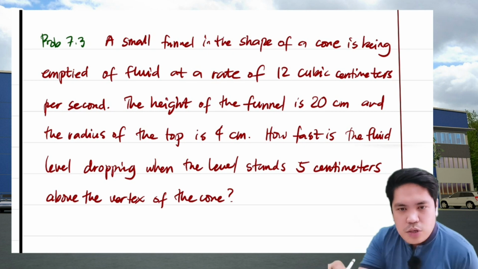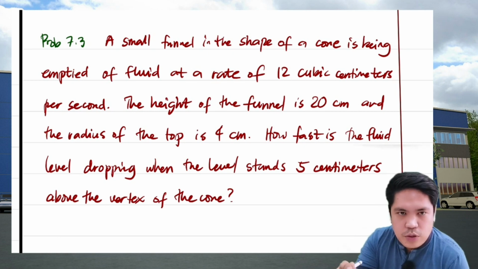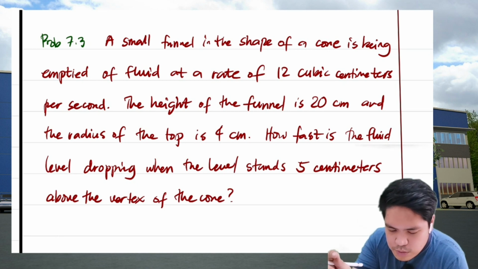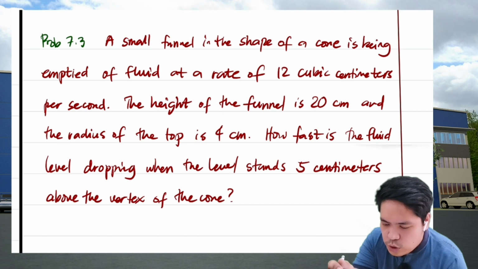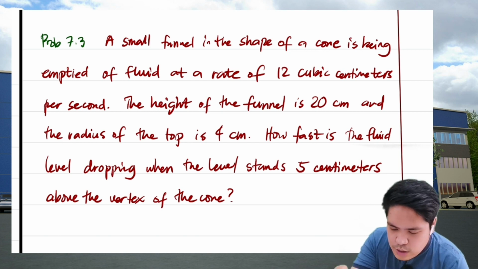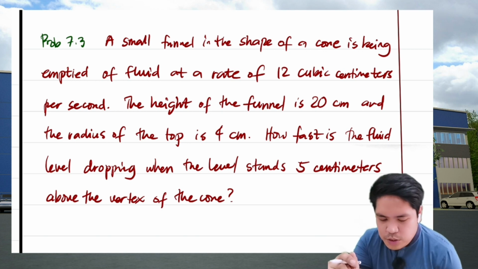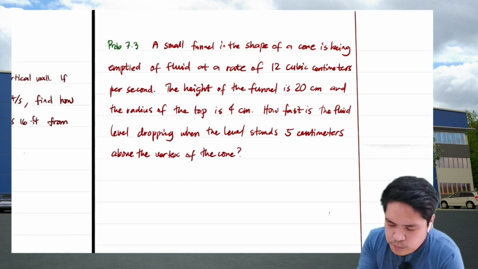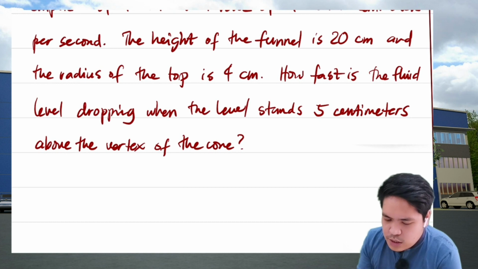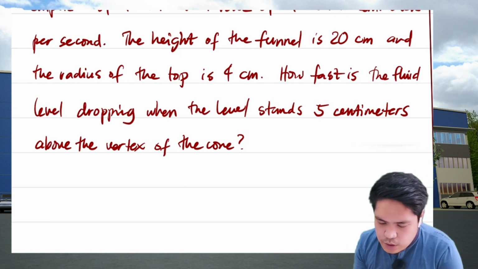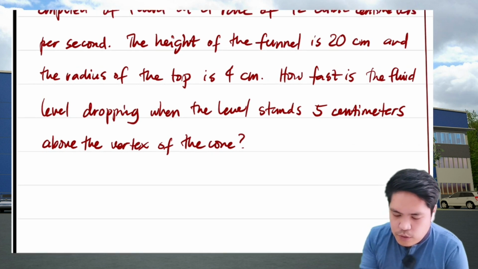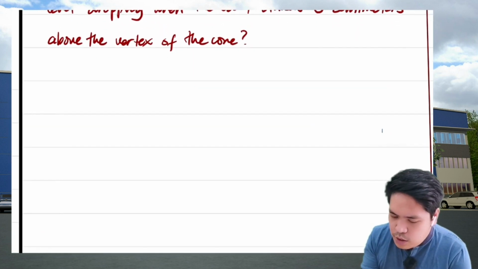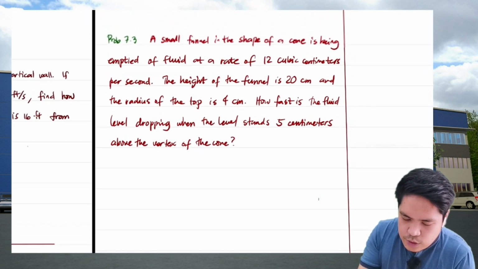Okay, let's answer the next problem, problem 7.3. A small funnel in the shape of a cone is being emptied of fluid at a rate of 12 cubic centimeters per second. The height of the funnel is 20 centimeters and the radius of the top is 4 centimeters. How fast is the fluid level dropping when the level stands 5 centimeters above the vertex of the cone? So we'll start this by, of course, illustrating a figure.